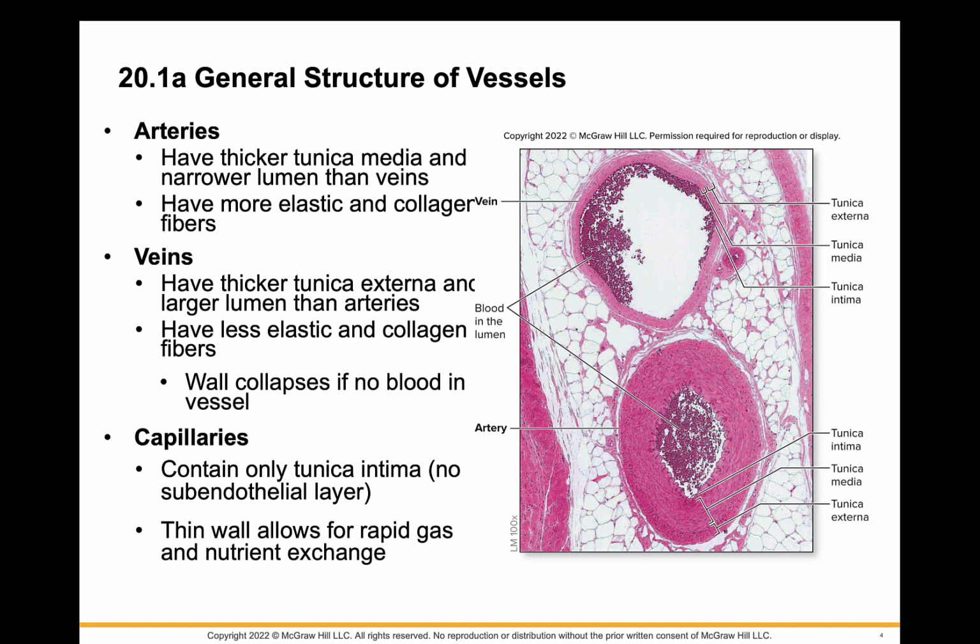When we talk about capillaries, they only have the innermost layer or that tunica intima. And that also should make sense because when we talk about what happens in capillaries, it's all about exchange. And if we were to have a thick endothelial layer, then that would inhibit and make exchange much more difficult.